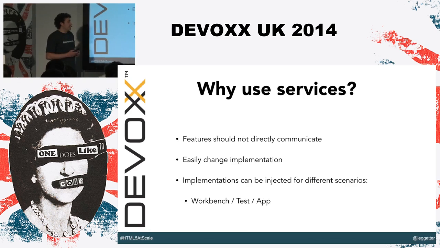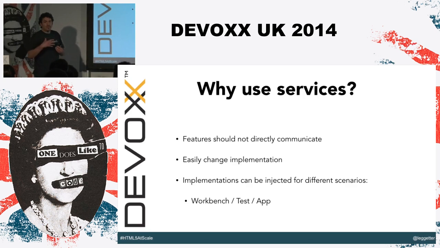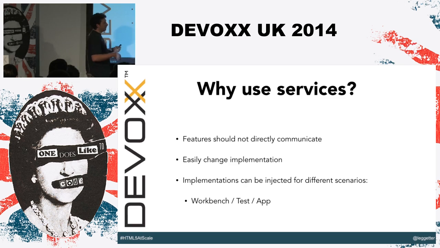So this is why we use services. Firstly, we've got this event hub that makes sure that our features don't directly communicate with each other. We can easily change implementations. As I mentioned, the service isn't available. We've got a fake service there. When the real one becomes available, we can add a new one.